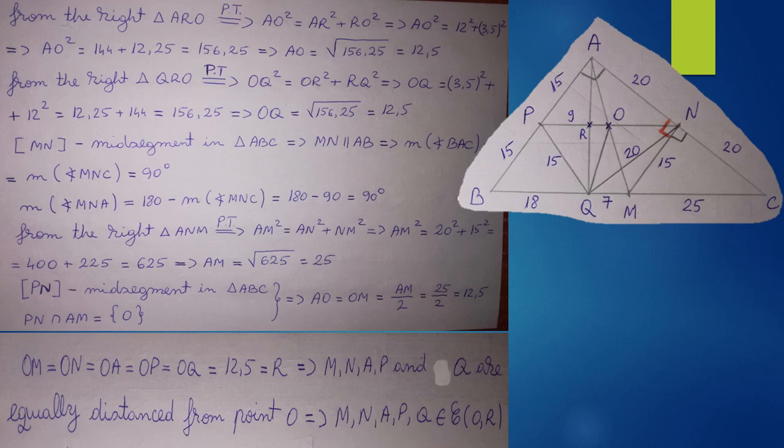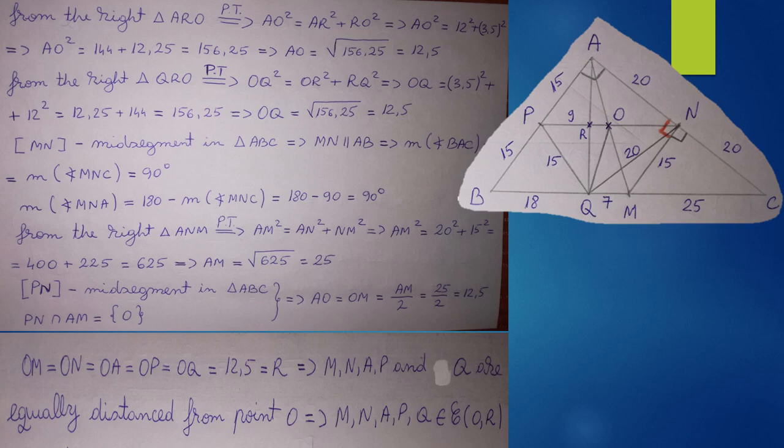MN is mid-segment in ABC triangle, so MN is parallel to AB. So the measure of the BAC angle is equal to the measure of MNC angle, which is equal to 90 degrees. The measure of MNA angle is equal to 180 minus the measure of MNC angle, which is equal to 180 minus 90, which is equal to 90 degrees.